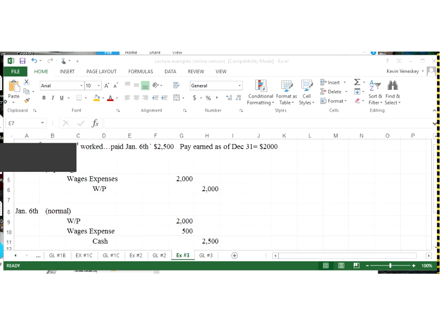My next video will look at doing an example, and we're going to do a couple examples, but we'll do one at a time. The next one will be an example of these adjusting entries.